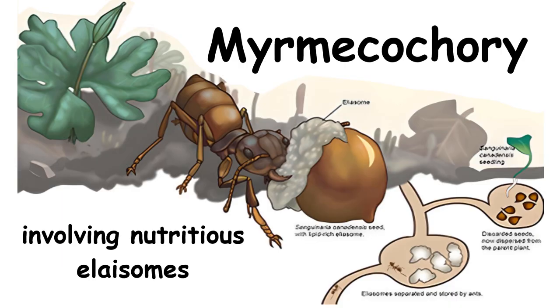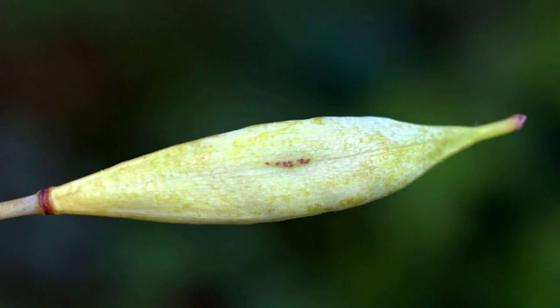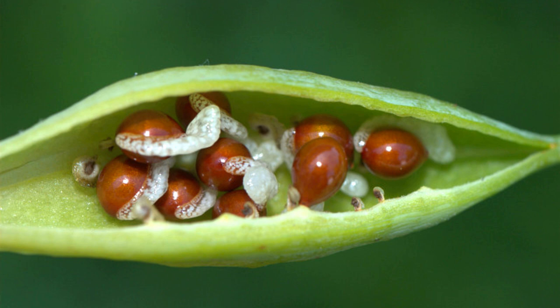Myrmecochory is seed dispersal by ants. It occurs worldwide, but is especially important in forests of the temperate zone and in dry subtropical forests. Over one-third of spring flowers in temperate forests are planted by ants. Most myrmecochorous plants produce seeds with external elaiosomes, a term for nutritious food bodies that are attractive to ants.